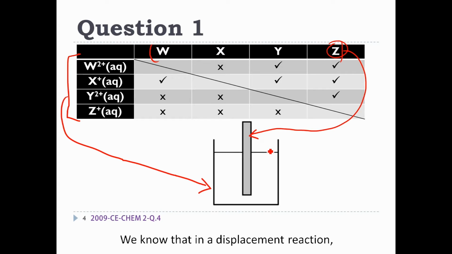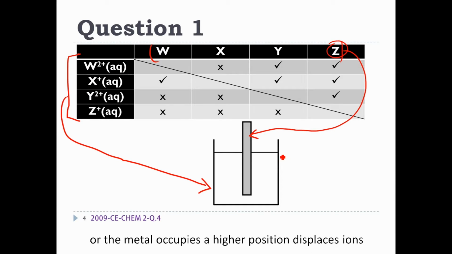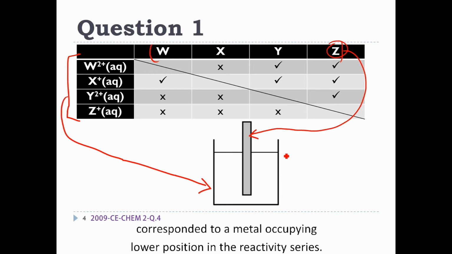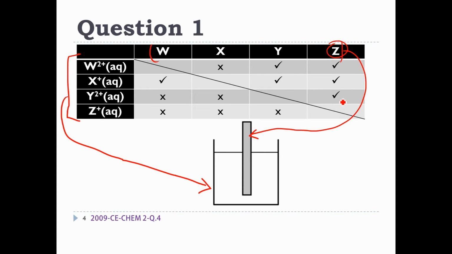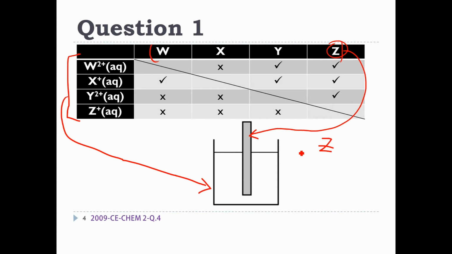We know that in a displacement reaction, a more reactive metal displaces the ions corresponded to a less reactive metal, or the metal occupying a higher position displaces ions corresponded to a metal occupying lower position in the reactivity series. Metal Z can displace the ions of W, X and Y, so metal Z occupies the highest position in the reactivity series. And it is the most reactive metal.